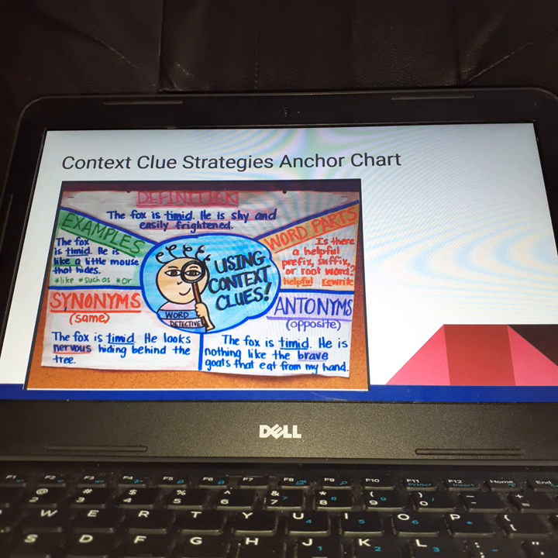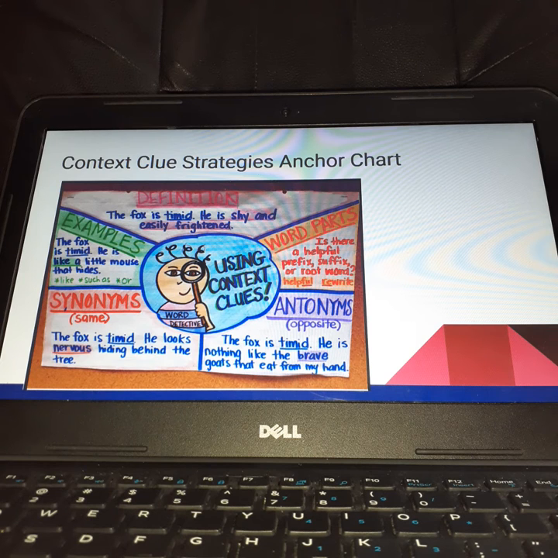Next, we have synonyms. Synonyms are words that mean nearly the same or the same meaning. In the example, the fox is timid. He looks nervous hiding behind the tree. Well, timid is underlined again, and then we have nervous, underlined and highlighted. Nervous is a synonym for the word timid.